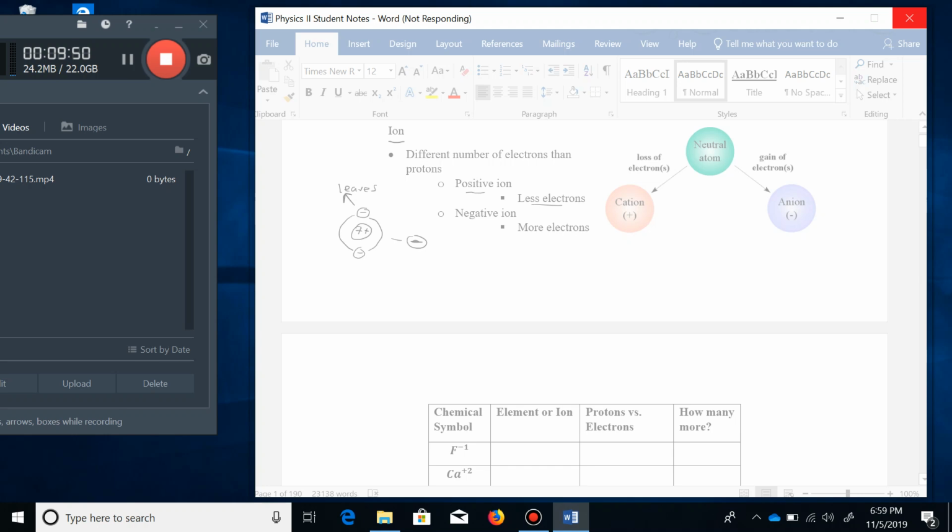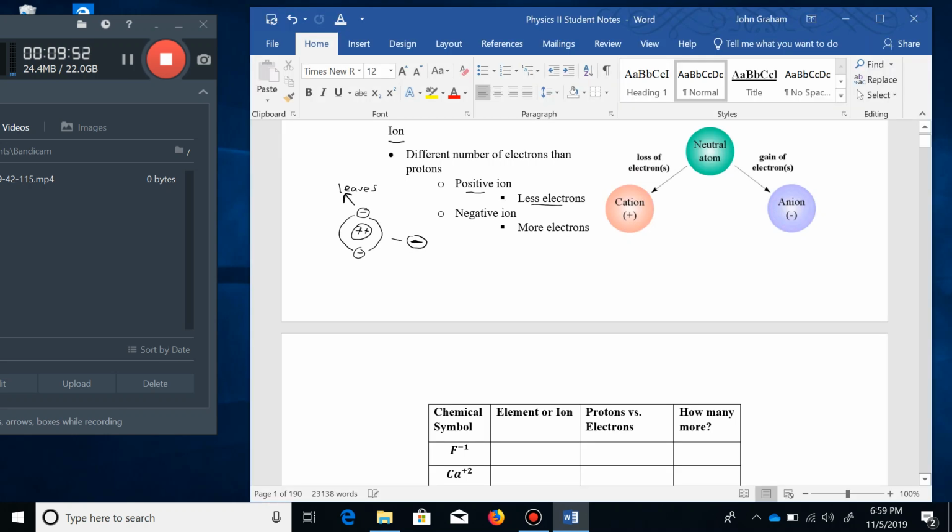But if one electron enters, you will have three electrons and two protons, and you'll have a negative ion. So more electrons means that you're looking at negative charge and even higher negative charge.